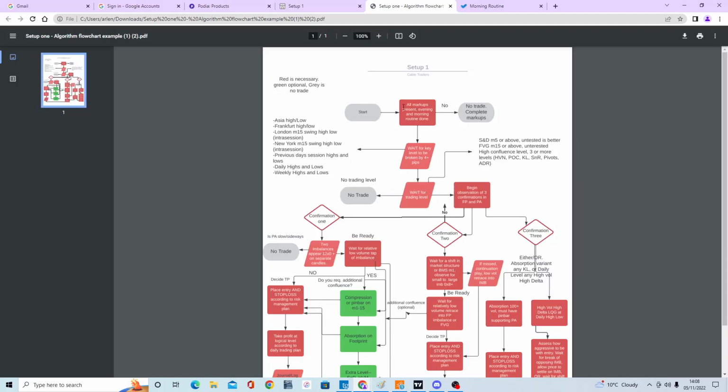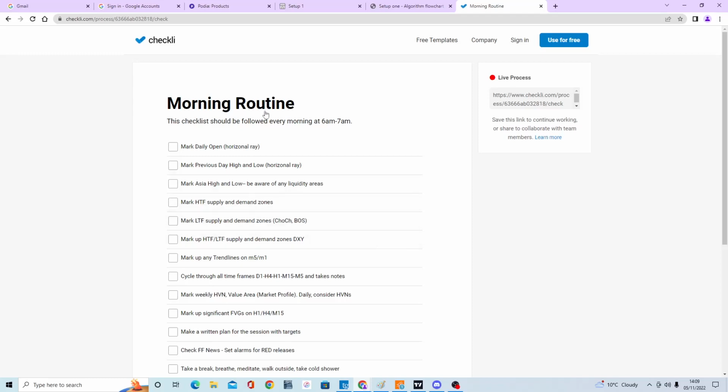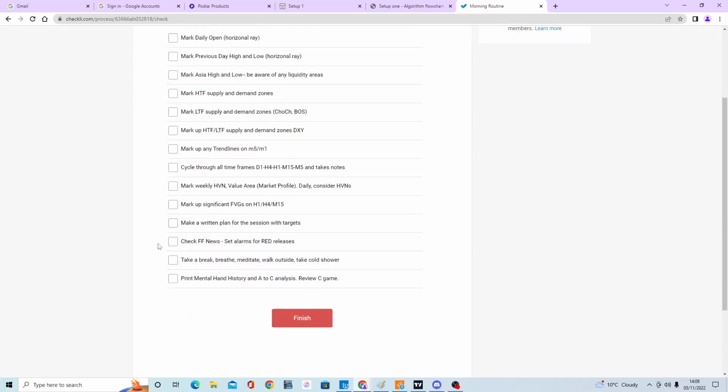Okay, so we'll start. All markups present, evening and morning routine done. Now this is really important. If you have not done these routines, then no trade. You complete the markups and the morning routine. Just do all this. If you don't understand any of this, then DM me.